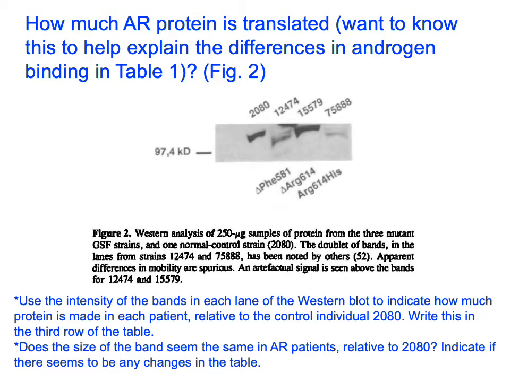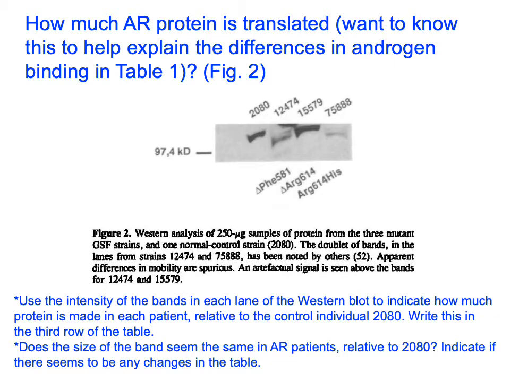You can pause at this point and take a minute to jot that down on your assignment in the 3rd row of the table. A second thing to consider is whether the size of the protein changes in the AR patients. So again, you would just want to compare, does the band seem to be migrating in the same place, which is indicative of size? And if there seems to be any changes in the size of the protein, you can again write that down in your table in your assignment.